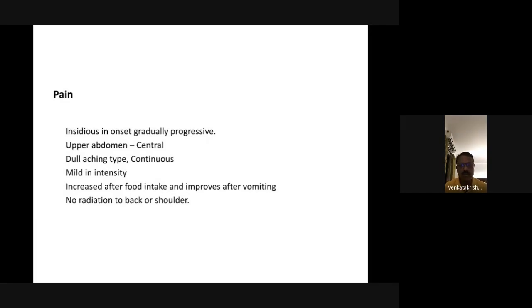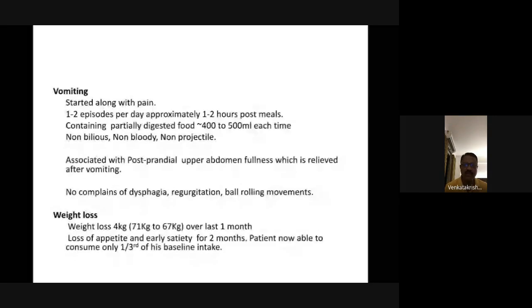Continue. Any other question? The patient also complains of vomiting, which has started along with the onset of pain. It is about 1 to 2 episodes of vomiting per day, approximately 1 to 2 hours post meal. It contains partially digested food. Every time he says up to 2 cupfuls, around 400 to 500 ml each time. The vomitus is non-bilious, non-bloody, and no projectile vomiting. This is associated with postprandial upper abdomen fullness, which is relieved after vomiting.